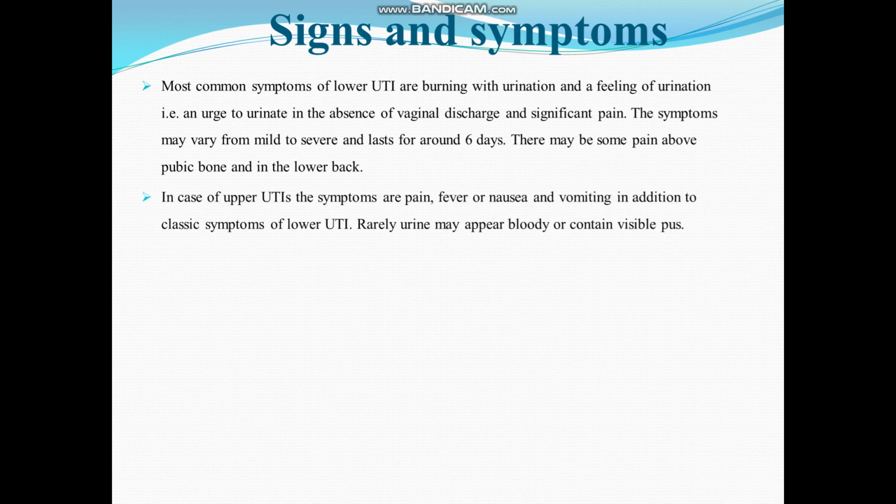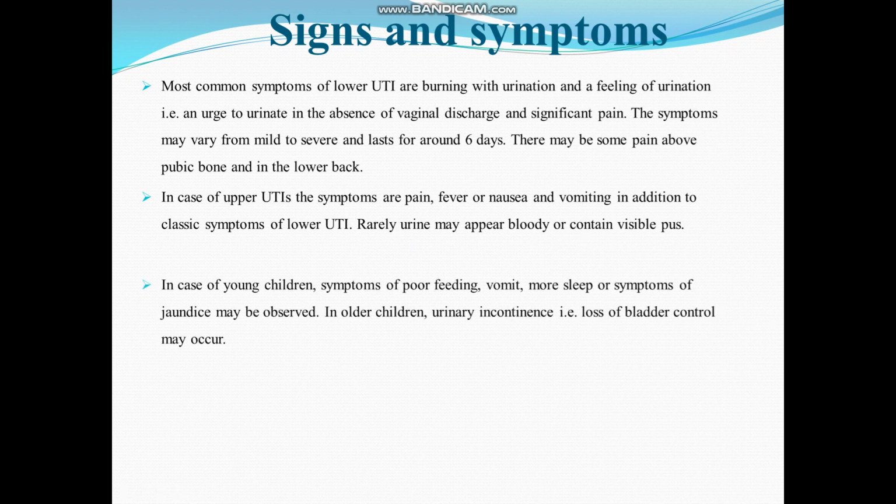Next, in case of upper urinary tract infection, the symptoms are pain, fever, or nausea and vomiting, in addition to the classic symptoms of lower urinary tract infection. Rarely, the urine may be bloody or contain visible pus. In young children, the symptoms are poor feeding, vomiting, more sleep, or jaundice.